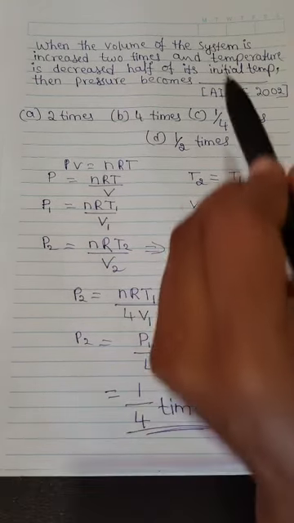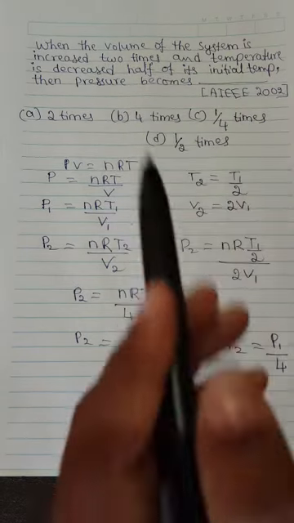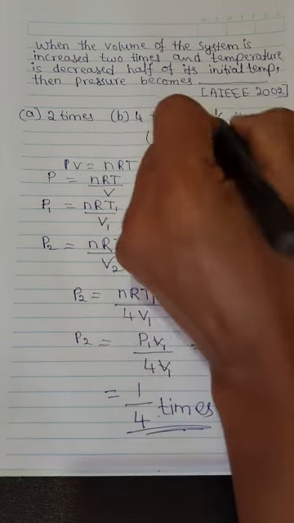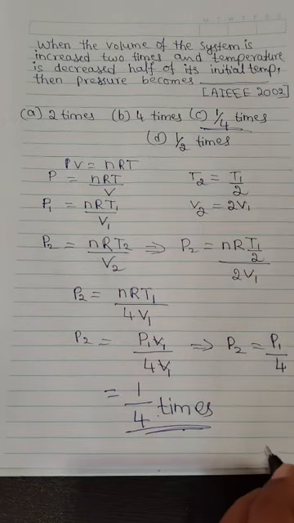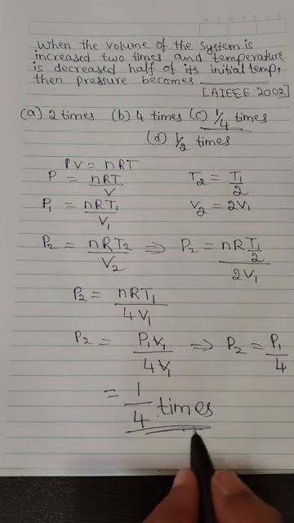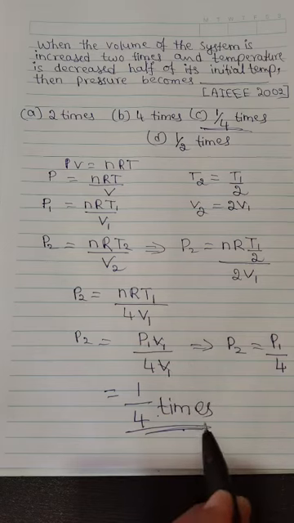So at this condition the pressure becomes 1 by 4 times, which is the third option, that is 1 by 4 times. So this is how to solve the problem using the ideal gas law.